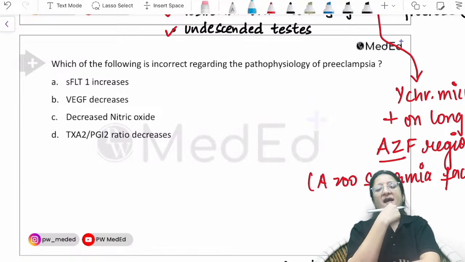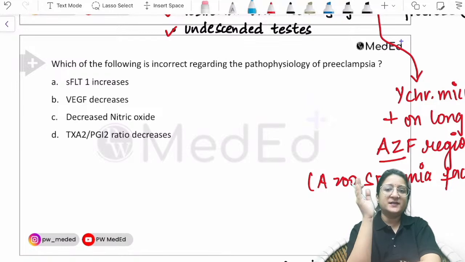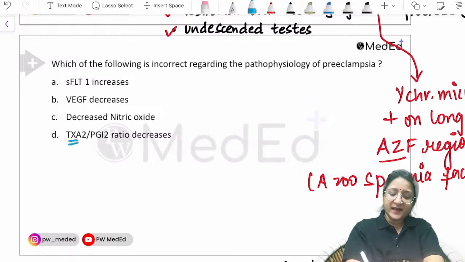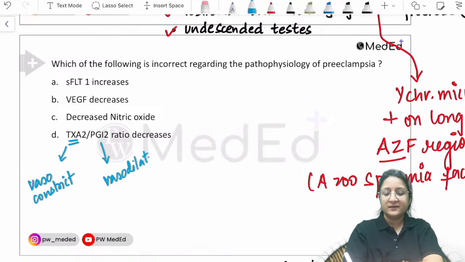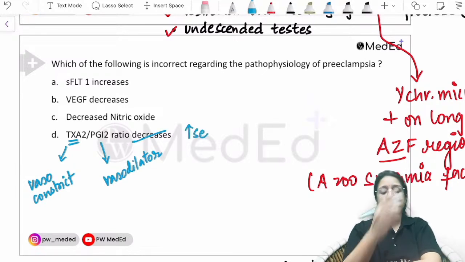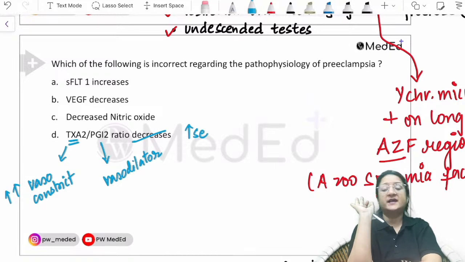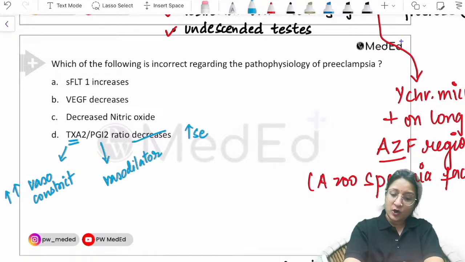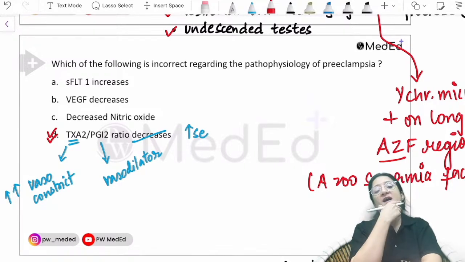At least we know for one thing for sure, in preeclampsia there is hypertension and there is vasoconstriction. Basic pathology knowledge. Thromboxane is a vasoconstrictor. Prostacyclin is a vasodilator. So this ratio should increase, not decrease. There should be more of vasoconstriction than vasodilatation. This ratio should increase. So option D is incorrect. That's your answer there.